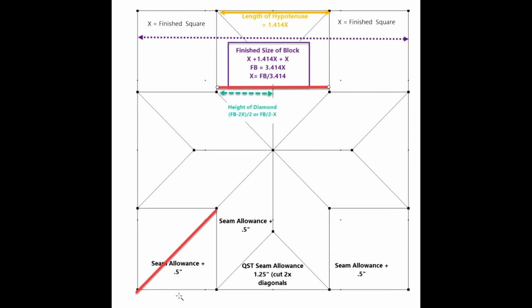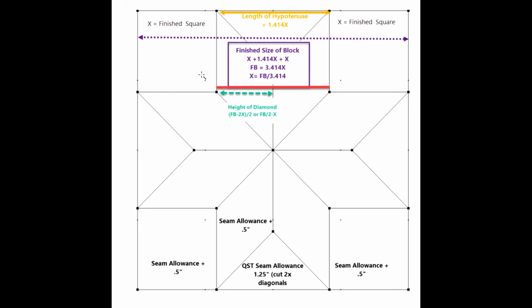Our seam allowance for a square is our calculated X, and we're going to add a 1/2 inch, just as you are used to doing. The seam allowance for a diamond is the same thing. We're going to add a 1/2 inch. Our seam allowance for our quarter square triangle is going to be one of two things. If you're cutting from a square, you're going to take this length and you're going to add 1.25 to it because you're going to be cutting on 2 diagonals.